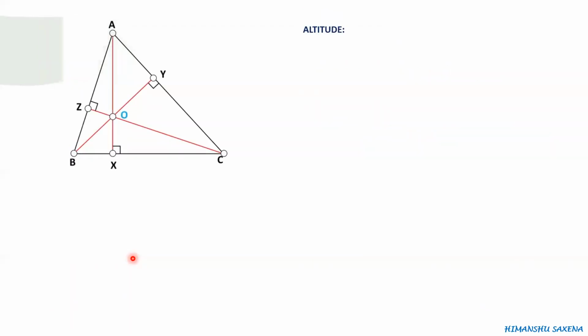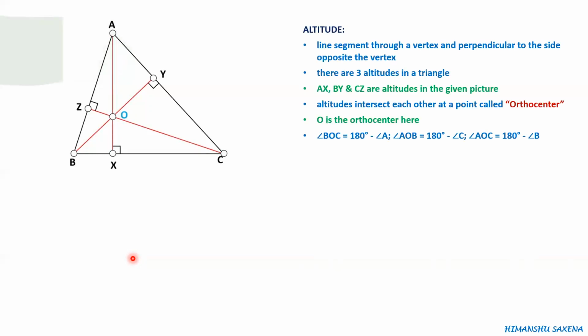Now next is altitude. What is an altitude? An altitude is a line segment through a vertex and perpendicular to the side opposite the vertex. So this particular line is starting from A and it is hitting the other side at X, and it is perpendicular to this side, right? So if I drop a perpendicular from this vertex to this line, this is called an altitude. There are three altitudes: AX, BY, and CZ, and they intersect at the common point called the orthocenter. Here O is the orthocenter.